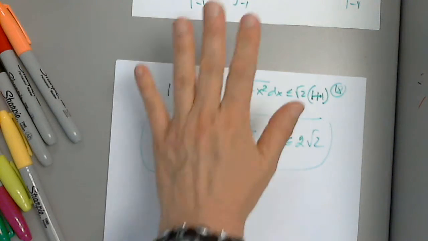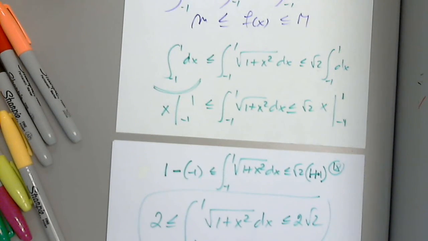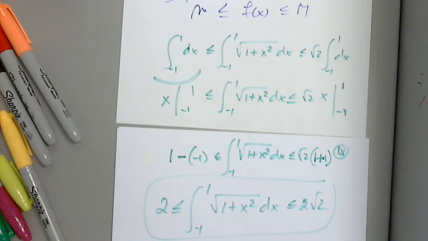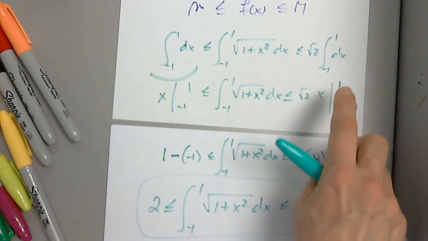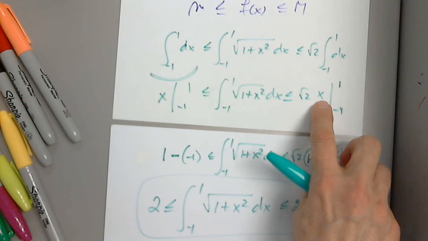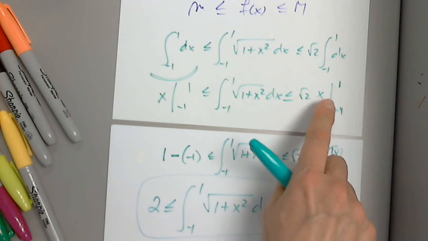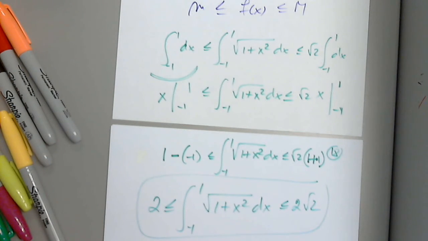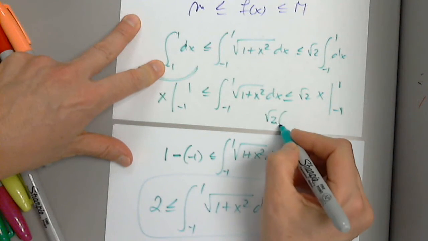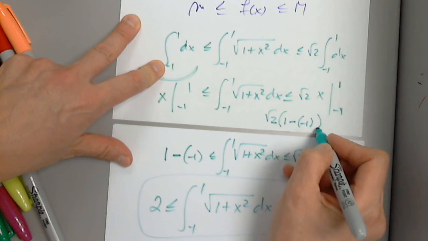Yes. The last part, your final answer, you have 2 square root 2 at the end. How did you get that? So when I plug in 1, and then when I plug in -1, I have to subtract. Uppercase F of b minus uppercase F of a. So this will be the square root of 2 times 1 minus -1. Okay.